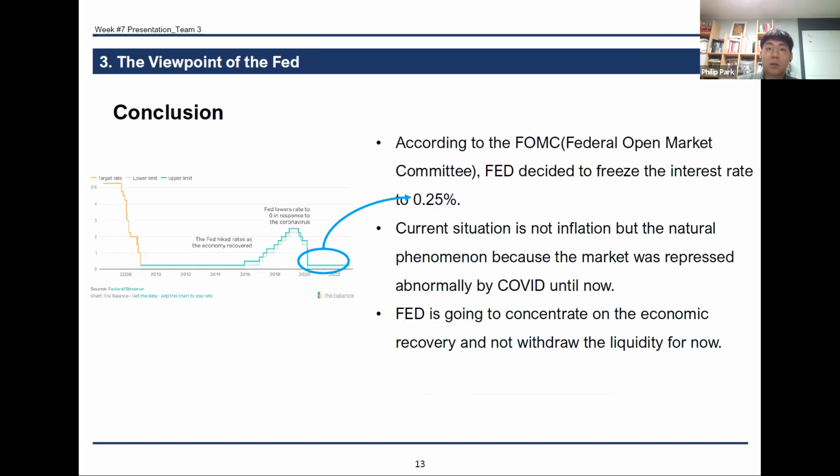In conclusion, according to the FOMC, the Federal Open Market Committee, the Fed decided to freeze the interest rate at 0.25%, like this graph, which shows that the Fed is not going to attempt to suppress the inflation for several years. The Fed said the current situation is not actually inflation, but just a natural phenomenon, since the market was repressed abnormally by COVID until now. The Fed mentioned that they are going to concentrate on the economic recovery and not withdraw the liquidity for now.